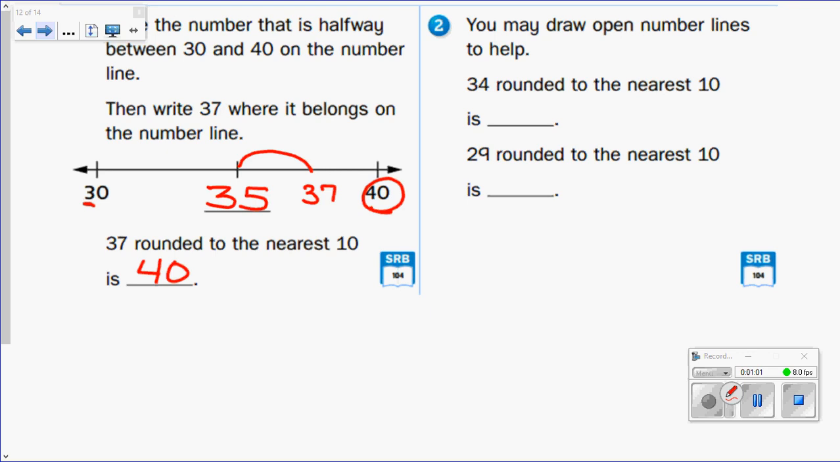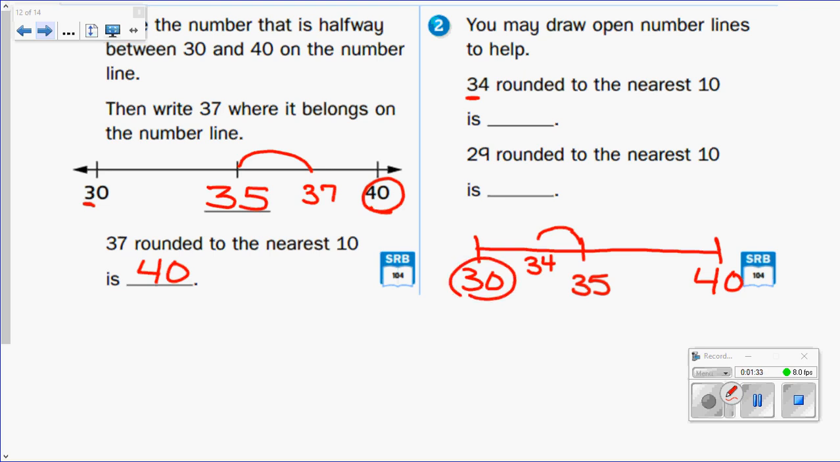Number 2, you may draw number lines to help you. Okay, so if you need to draw a number line, go right ahead. 34 rounded to the nearest tens. So if I have a number line, 34, my two tens, I'll begin with this 10, which is 30. My next 10 is 40, and we already determined that 35 is the middle point. Okay, so we want to go with 34. 34 is to the left. So 34 would round to 30.